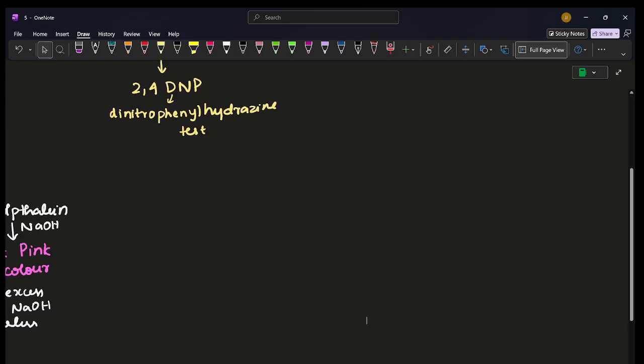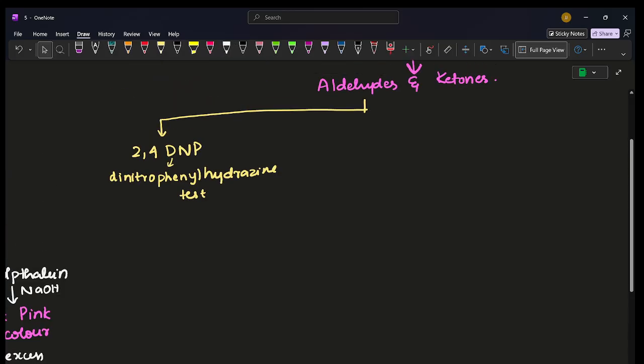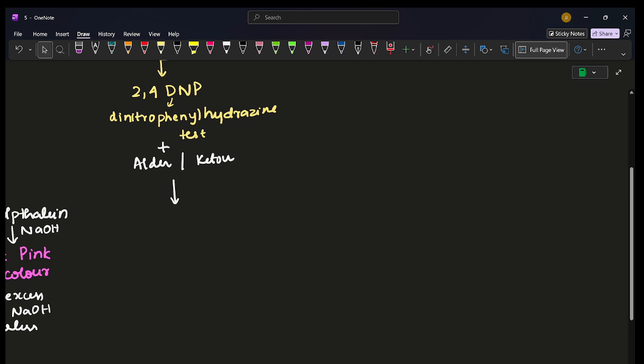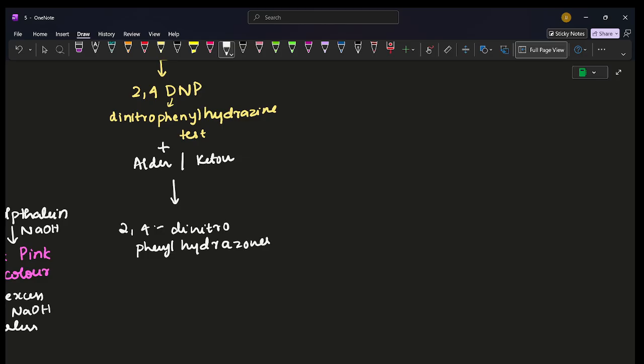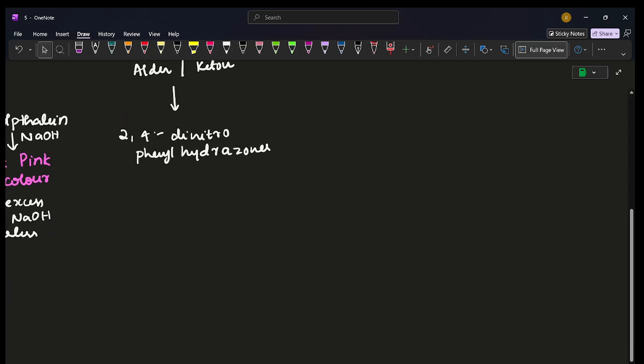So if I have to write it in a very simple way, 2,4-DNP, and then you add aldehyde or ketone, you're going to get 2,4-dinitrophenyl hydrazones, and then you're going to easily find if it's yellow, it's an aldehyde, and if it's red, it's a ketone.